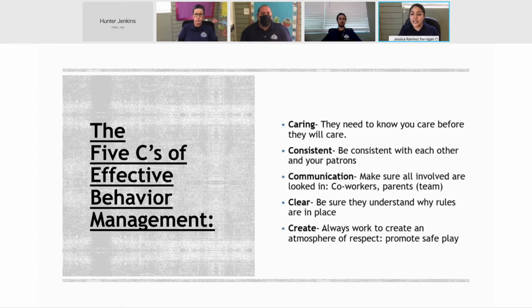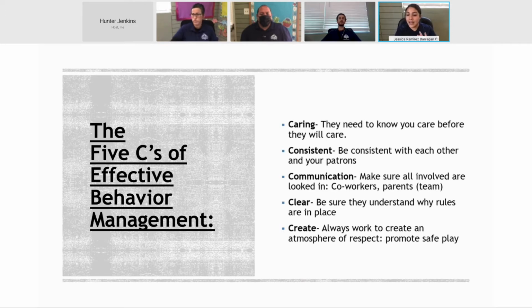The last C is create. Always work to create an atmosphere of respect and promote safe play. This means making sure that this one game that everyone loves is not that common game that you guys are always following, okay? As rec leaders, we have to make sure that we are as unique as possible, but also remembering that we are here to have a safe play.